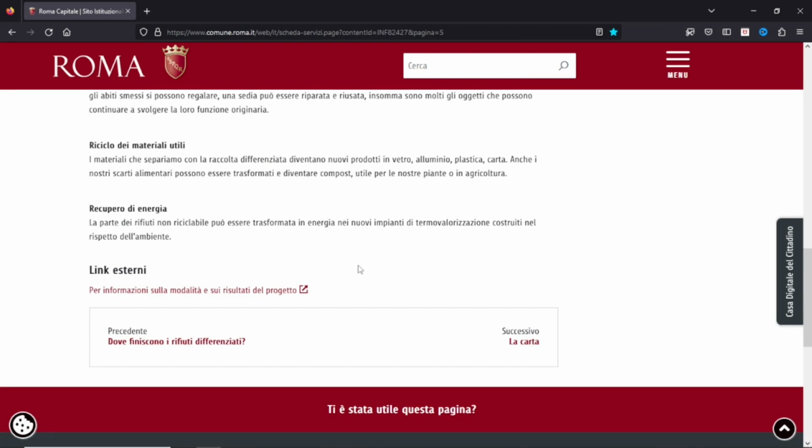Recycle useful materials. The materials that we separate with the separated collections become new glass, aluminium, plastic and cardboard products. Also, our food waste, I think that is, scarti alimentari, can be transformed and become compost, useful for our plants or in our agriculture.